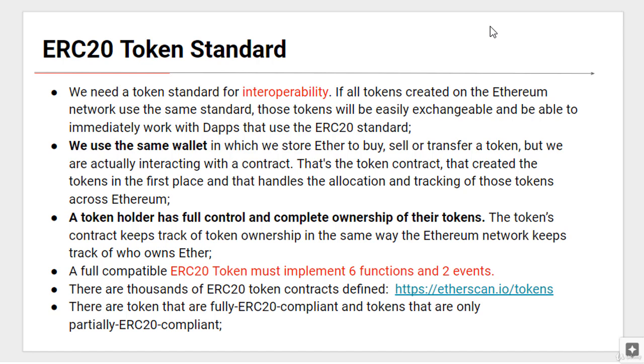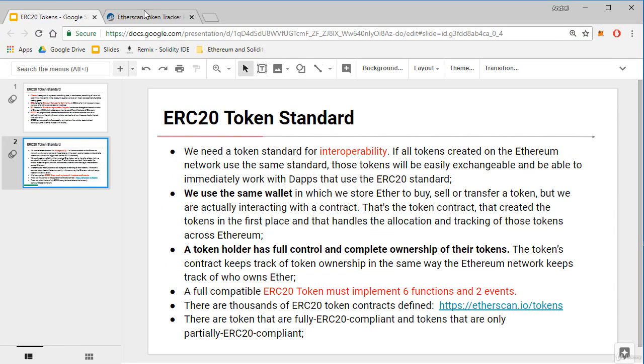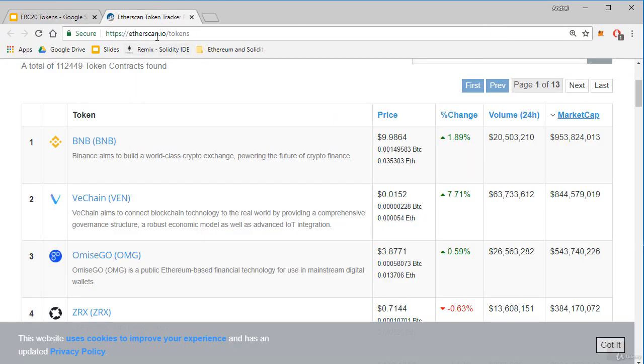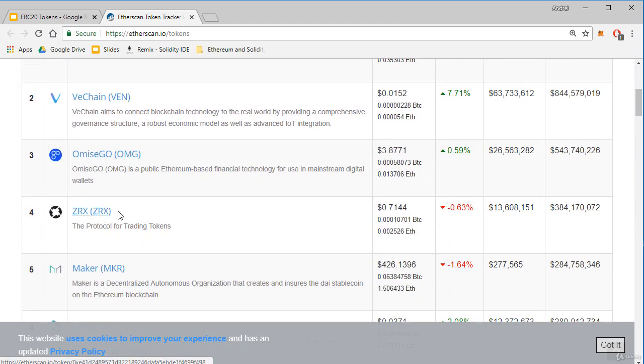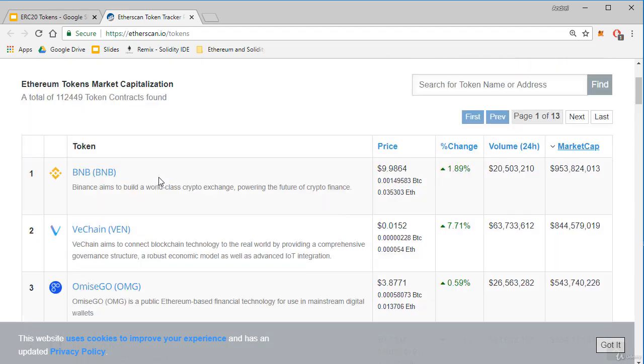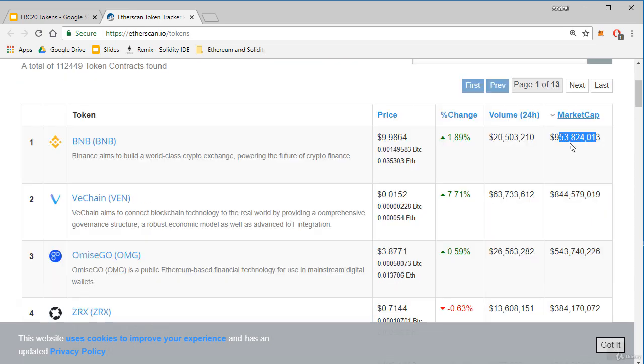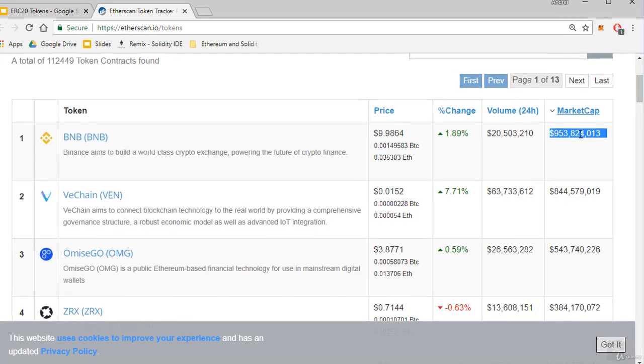There are thousands of ERC20 token contracts, and we can see many of them on etherscan.io. We have the BNB, VeChain, OmiseGo, ZRX, Icon, BAT, and so on. All these tokens are Ethereum ERC20 tokens. As we can see, many of them have a market capitalization of millions of US dollars.